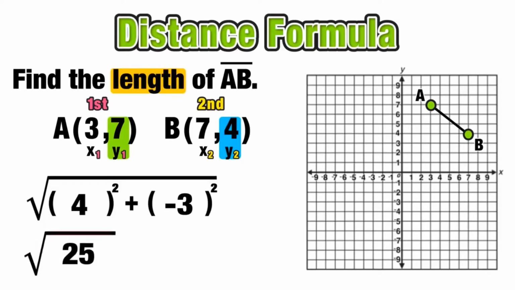And finally, we can evaluate the square root. The square root of 25 is equal to 5. So what we just found is that line segment AB is 5 units long.